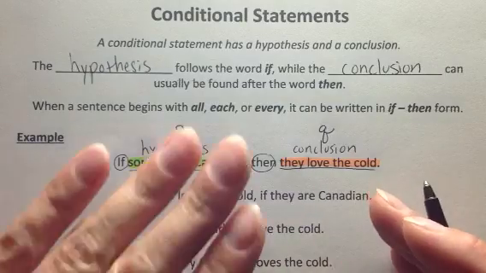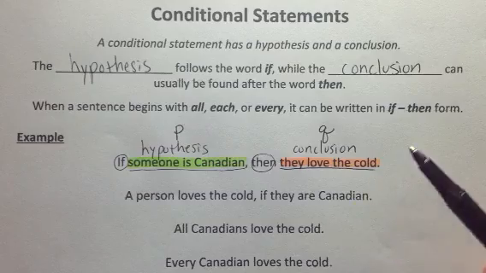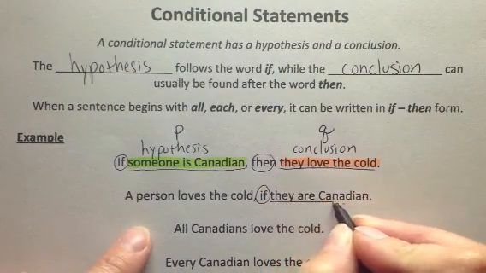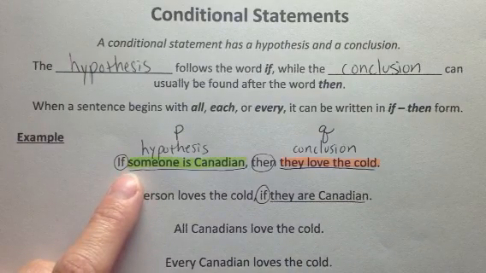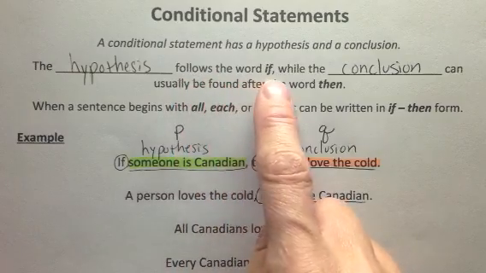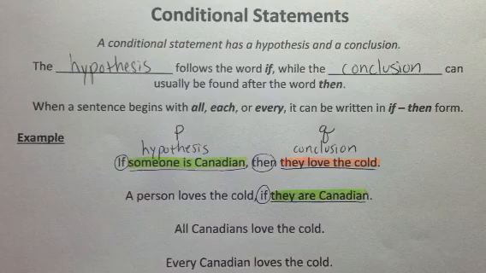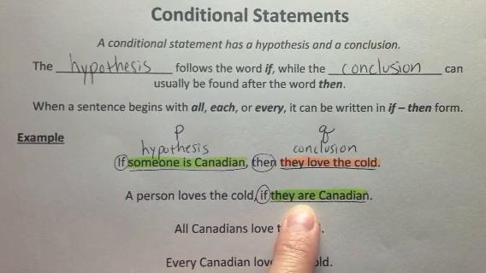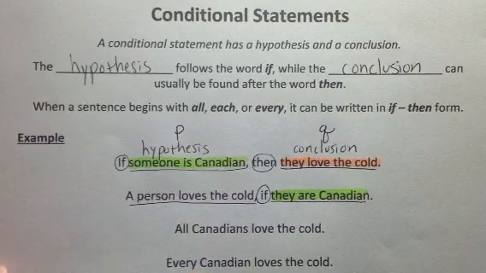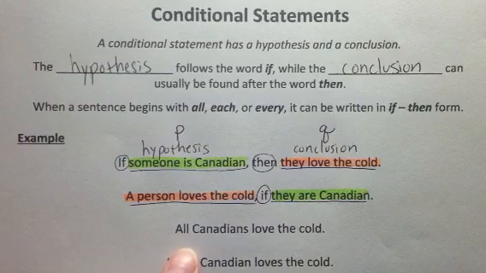Okay, so what I'm going to show you here is that this same sentence could be written several different ways without changing the meaning. The second sentence, I want you to notice that the if has moved to the middle of the sentence. People traditionally think that whatever's first is your hypothesis, but really, like I said up here, it follows the word if. So it's in the second part of the sentence here. So that means that this is my hypothesis, okay, or my P, and then the first part was actually my conclusion.